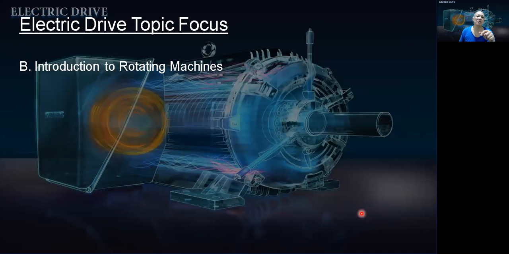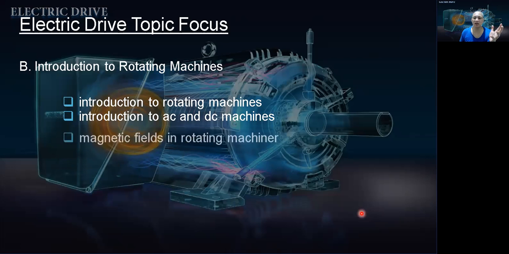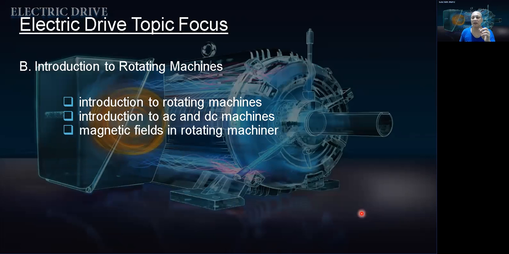The second topic is the introduction to rotating machines. After the magnetic circuit, we will go to the concept of rotating machines, and how AC and DC machines actually work. So it is an introduction before we go to the main aspects of AC machines and DC machines. And then magnetic fields in rotating machines. It should be machine, not machinery.